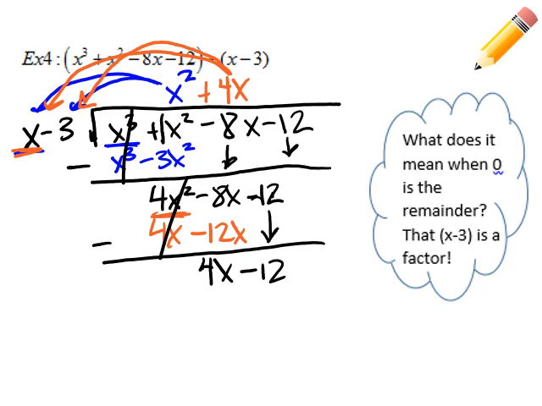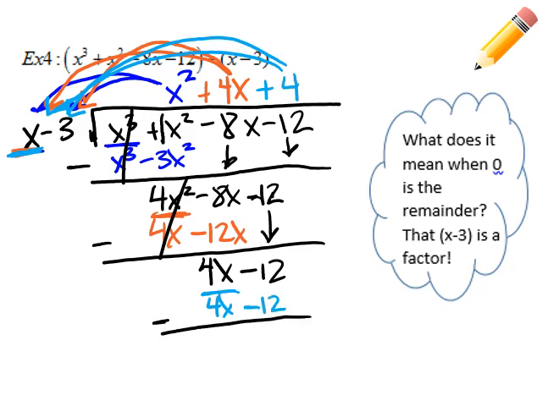We've got to go through this one more time. What times x would get me to 4x? A positive 4. 4 times x is 4x. 4 times negative 3 is negative 12. We've multiplied everything, so let's subtract. 4x minus 4x is 0. Negative 12, subtract negative 12. So negative 12 plus 12 is 0. Okay, well we have a remainder of 0 here.